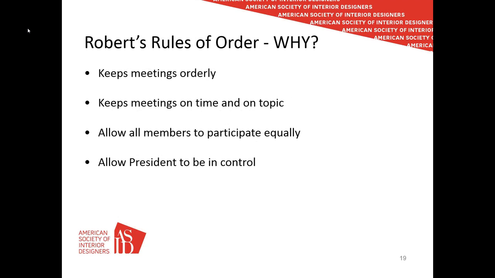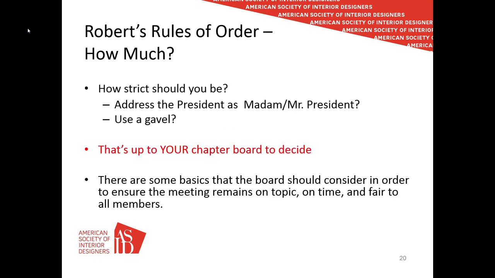Robert's Rules of Order, why? It's always important to keep your meetings orderly, to keep meetings on time and on topic, and to respect everybody else's tasks or other engagements that they have. You also want to allow time for all of the chapter board members to have equal participation in the meeting. And as always, the president is the one that is in control.